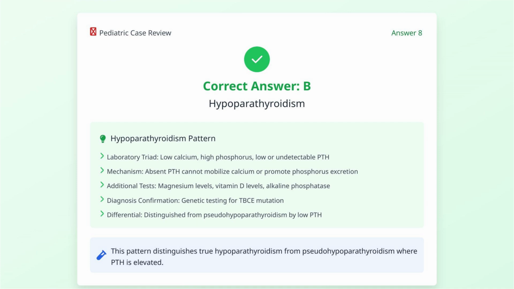The correct answer is B, hypoparathyroidism. The classic laboratory triad includes low calcium, high phosphorus, and low or undetectable parathyroid hormone. Absent parathyroid hormone cannot mobilize calcium or promote phosphorus excretion. This pattern distinguishes true hypoparathyroidism from pseudohyperthyroidism, where parathyroid hormone is elevated.